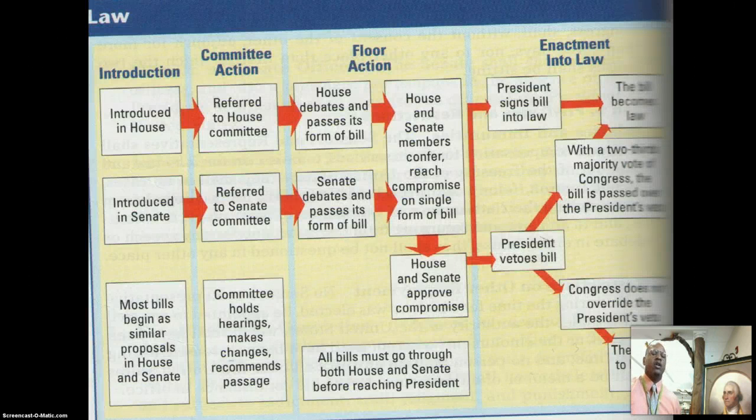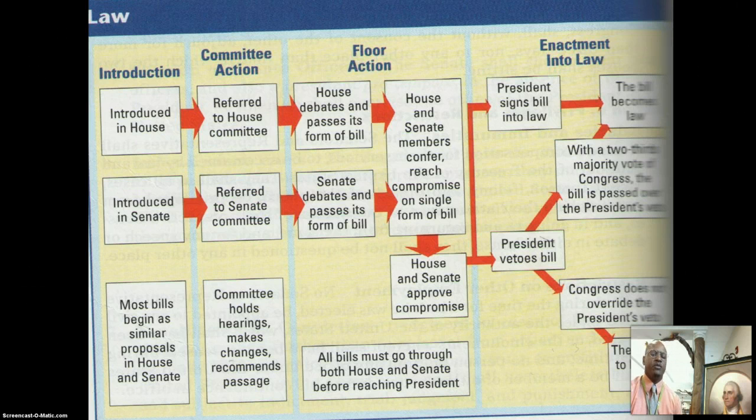Here is a chart of a bill getting started and then moving to become law. It starts in the House or the Senate, and moves into a committee where they discuss it and go through various hearings about the particular bill. Once they establish it, they put it to the floor, and then it's debated. As the House debates and the Senate debates, they have to come to some sort of agreement, and this is where they take things off, add things, etc.